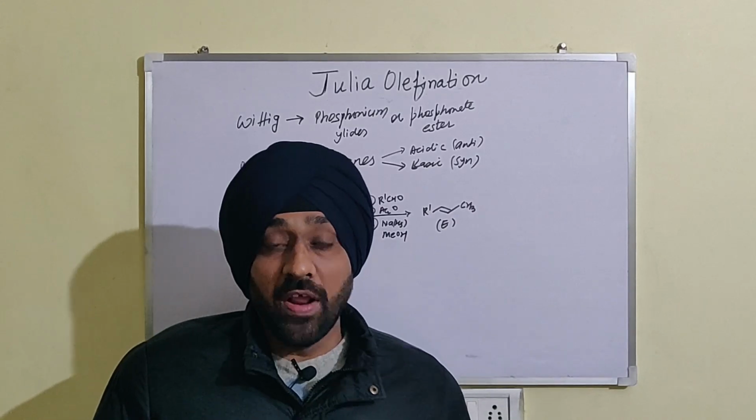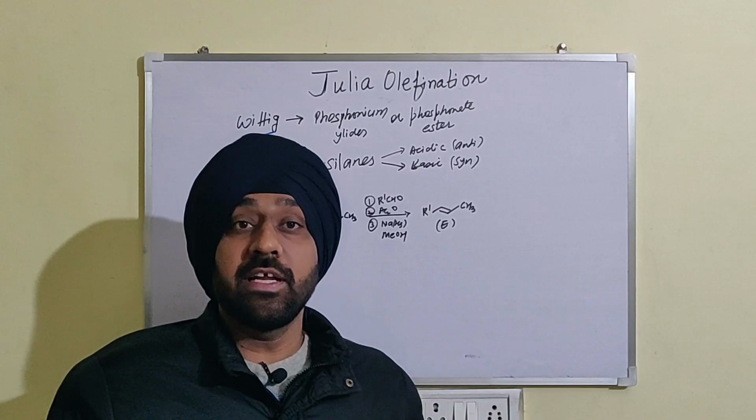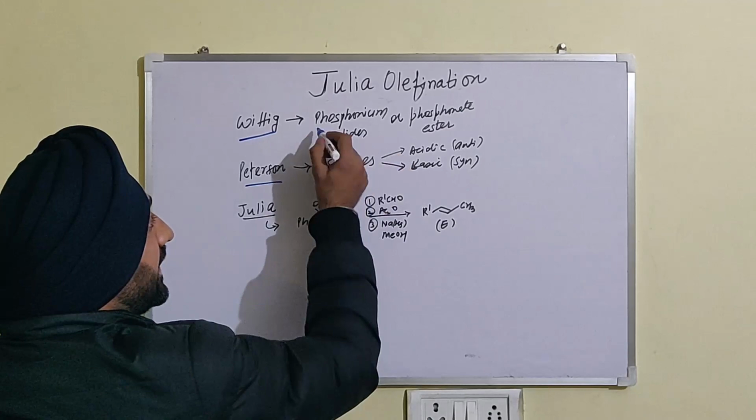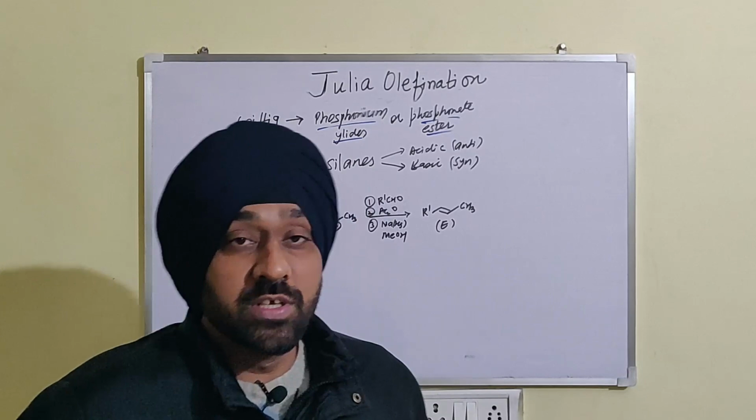Welcome everyone. So in my last videos, I discussed the Wittig olefination and Peterson olefination as some of the most prominent methods generally used to synthesize alkenes. In the Wittig olefination, we deal with phosphonium halides or phosphonate esters, and depending upon the kind of reagents or reaction conditions that we use, we end up getting exclusively Z-olefins or E-olefins.